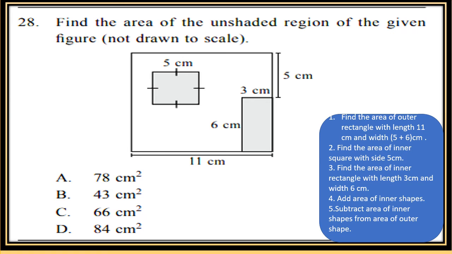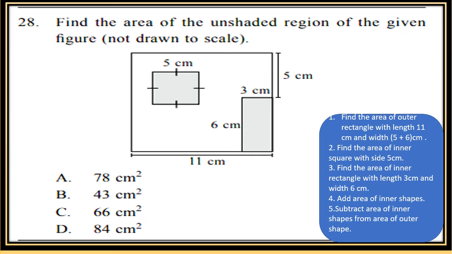Now you can find the area of this outer rectangle. Area is length into breadth. Now find the area of inner square. Area of square is side into side, so side is given. Now find the area of inner rectangle. Inner rectangle length and width is given, 6 and 3. So you can find that also.